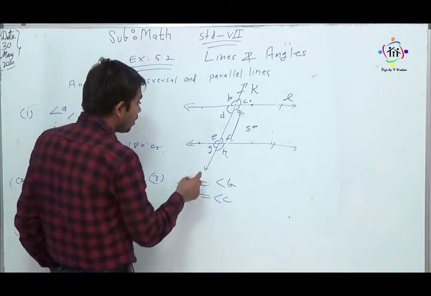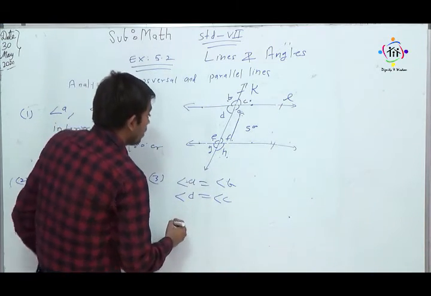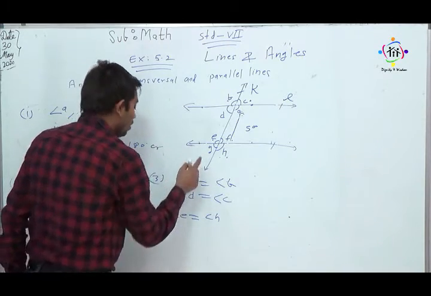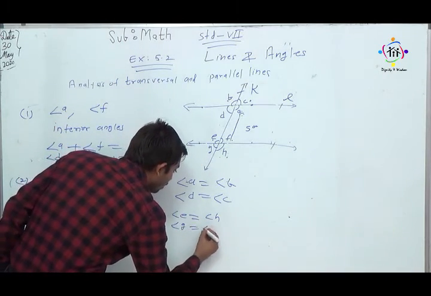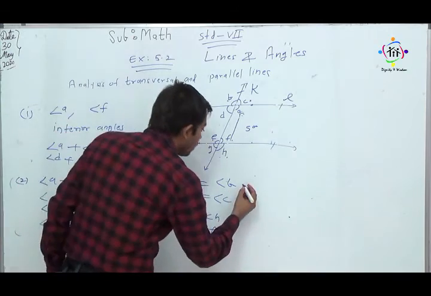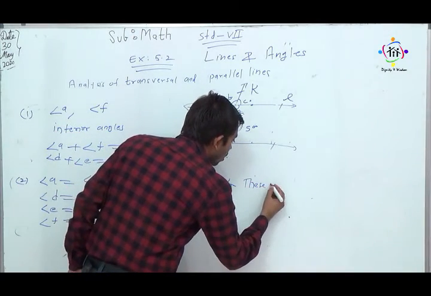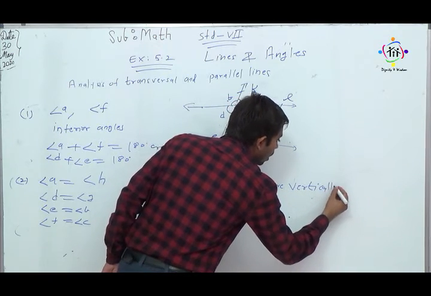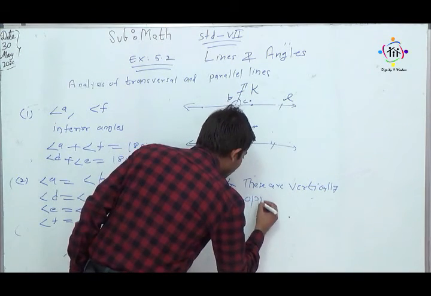So here further we can write, my dear students, angle E is equal to angle H, and angle G is equal to angle F. So these are vertically opposite angles.